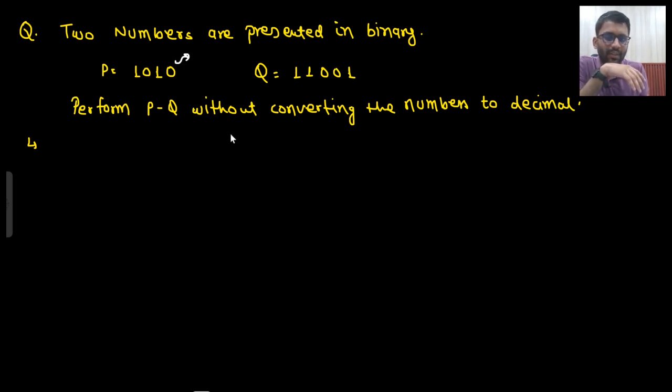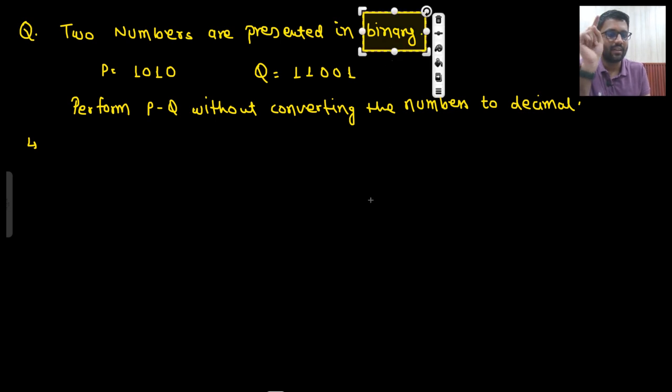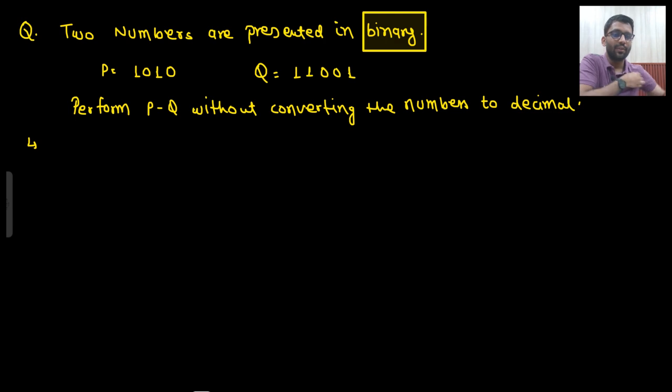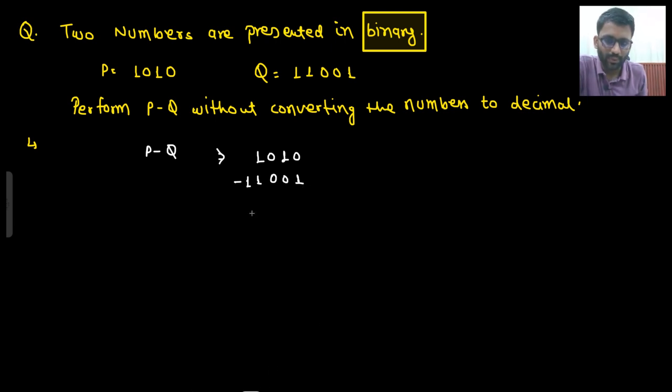Can you tell me what is this number? Will you say that, sir, it is minus something? No, you will not say that it is minus something. Why will you not say that? Because the numbers are presented in binary. This is not sign magnitude form. This is binary form. You need to perform the operation, p minus q. You need to subtract 1010 minus 11001. You need to do this operation.